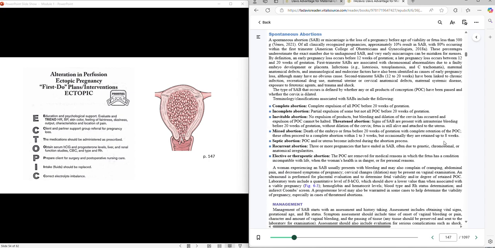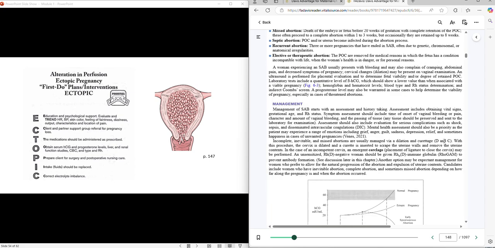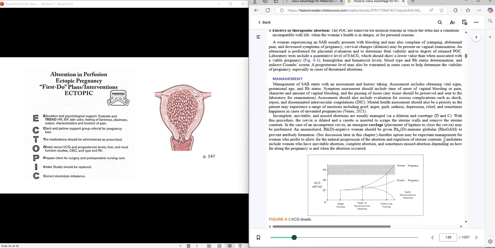Page 148 starts talking about the management of spontaneous abortions. If a woman has a blood type that is negative, so any type, A negative, B negative, AB negative, O negative, when they're pregnant, they must receive RhoGAM, okay? It's very important because it desensitizes for her next pregnancy.